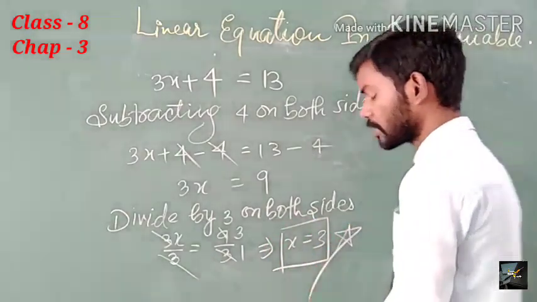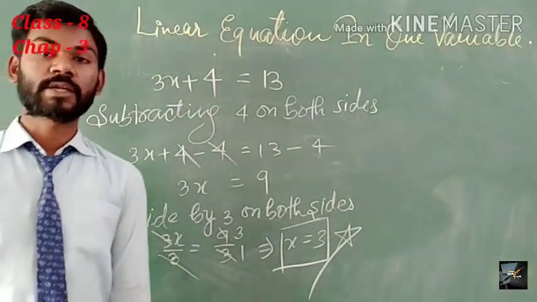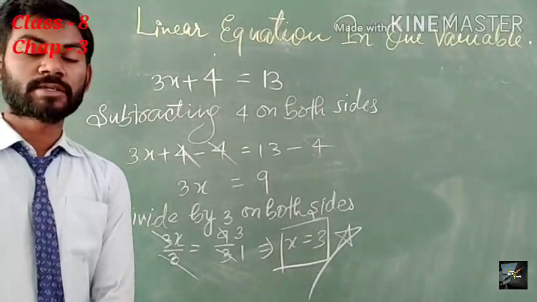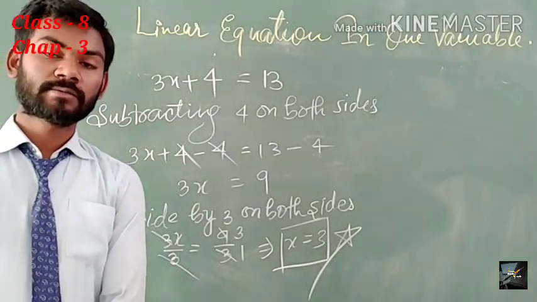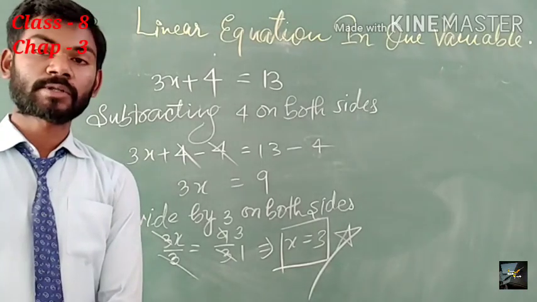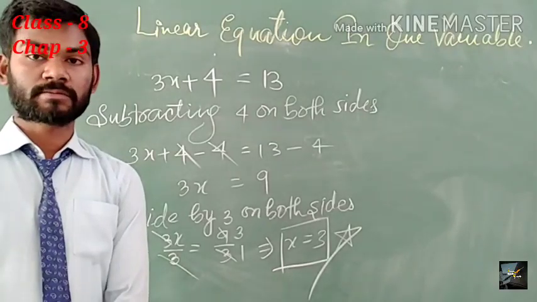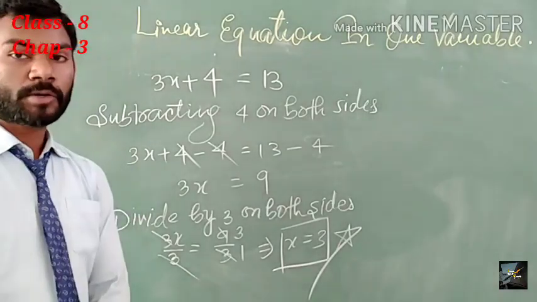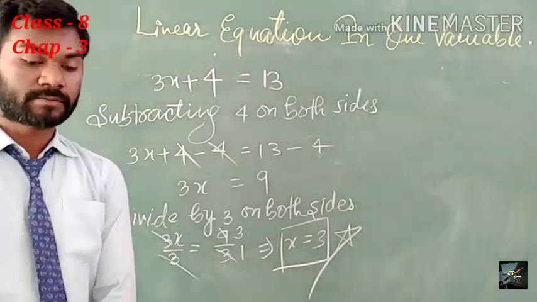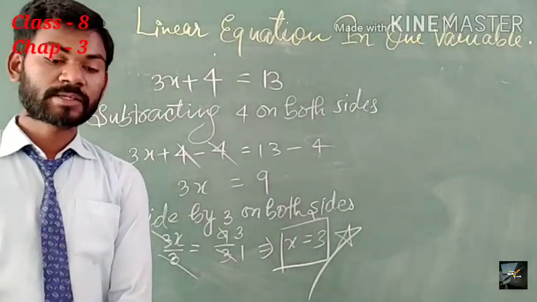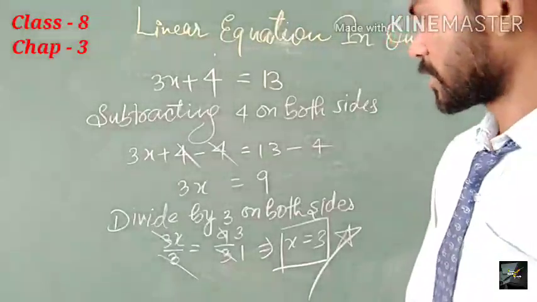Therefore, x is equal to 3 is the required solution for which the left hand side of the equation becomes equal to the right hand side, which shows that x is equal to 3 is the accurate solution of the equation. Okay, so I hope the method, the idea is clear to everyone. Now let us see one more question on the same process.